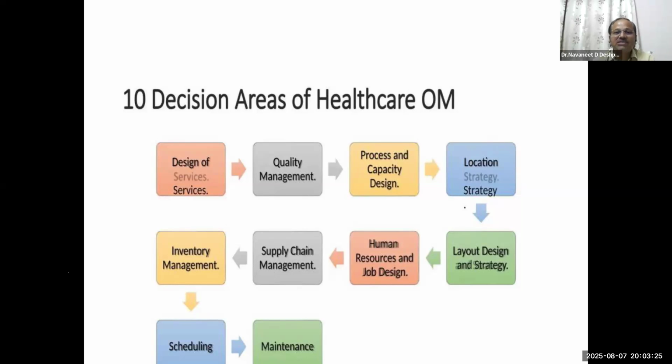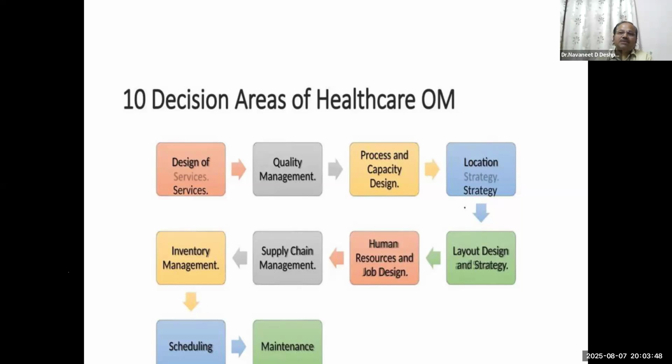Then we should have a process and capacity design, right? So various processes are there, and the capacities are limited, and within the capacity, whether to increase the capacity or to expand in another city, or to make a chain of hospitals, all that capacity design or scalability, all these things are another area of concern.